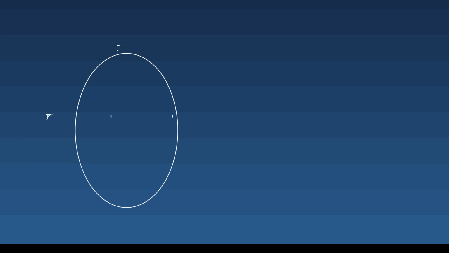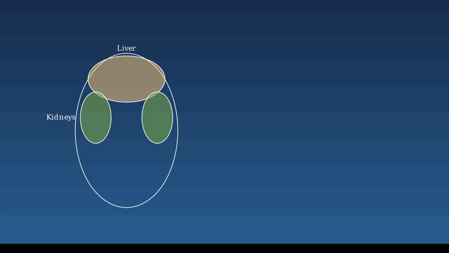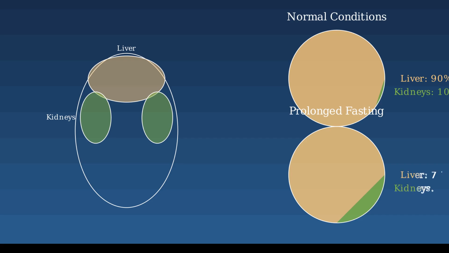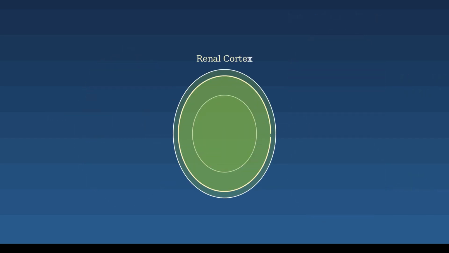While the liver is the primary site of gluconeogenesis, the kidneys serve as the secondary location for this crucial process. Under normal conditions, the kidneys contribute approximately 10% of total glucose production through gluconeogenesis. However, during prolonged fasting, the kidneys' contribution becomes significantly more important, increasing to 20 to 25% of total glucose production. The renal cortex, the outer portion of the kidney, specifically contains all the necessary enzymes required for gluconeogenesis.